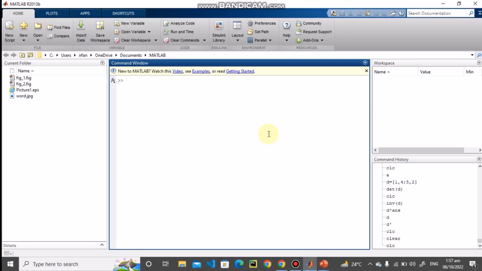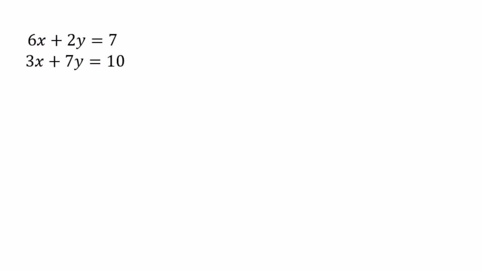Welcome back, students. So in this video we will see how MATLAB can be used to solve the linear equations of any system by using the matrices. Let us have a system of equations composed of two equations. The first equation is 6x plus 2y equal to 7, while the second one is 3x plus 7y equal to 10.